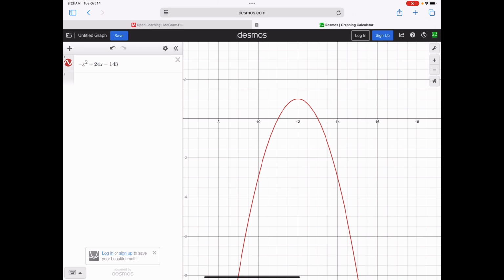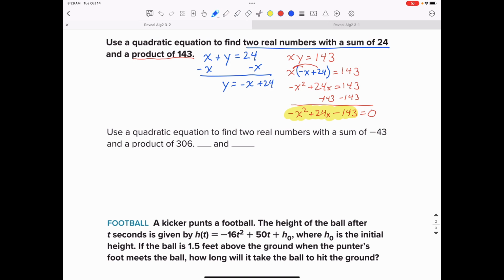As we look at the x and y intercepts, I'll lock those in. We can see we have an x-intercept of 11 and another x-intercept of 13. So if I go back to my first page, notice that for the x-intercepts of 11 and 13, 11 plus 13 does equal 24, and 11 times 13 does equal 143. So our solutions are 11 and 13.